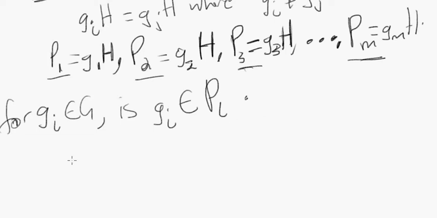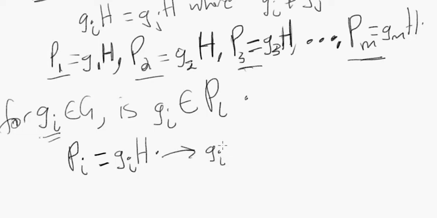Alright, so G sub I, right? The way we've labeled the partitions, we have the following condition. Partition I, the partition corresponding to the element GI, has been chosen to be G sub I H, right? Well, what are the elements of G sub I H? Well, G sub I H is really equal to all the elements of H.